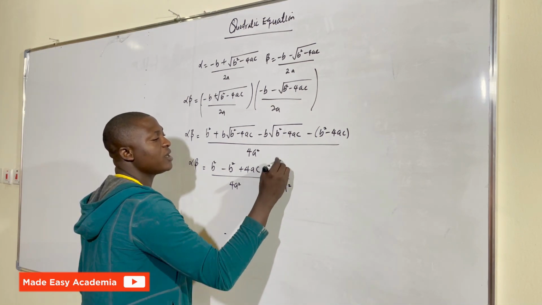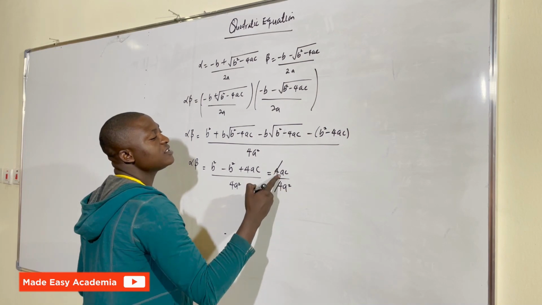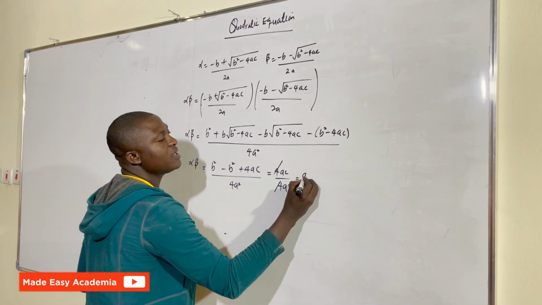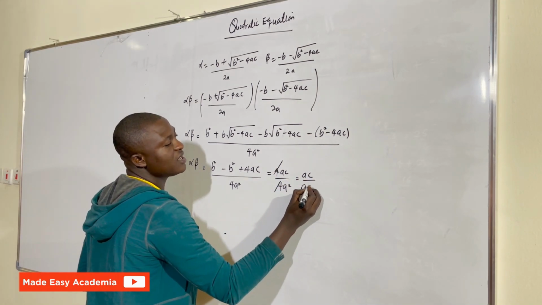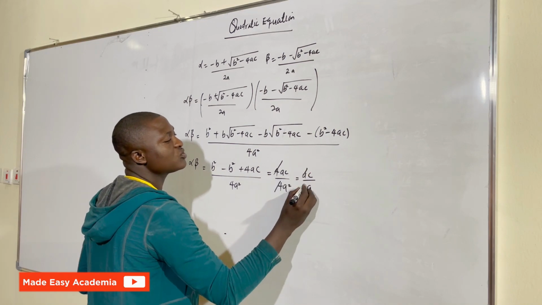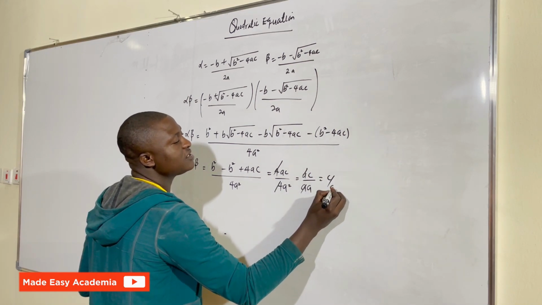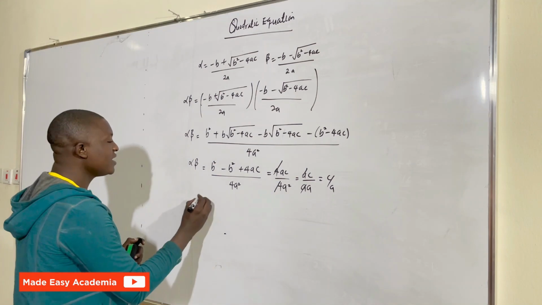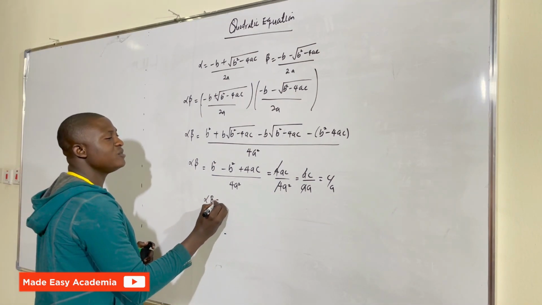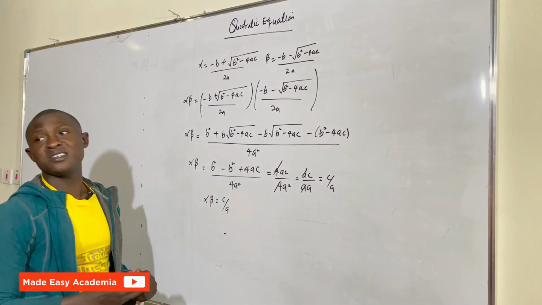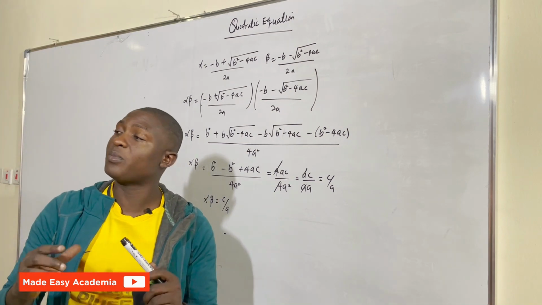You can see 4 and 4 here, 4 can cancel 4. If I have a squared, it simply means a times a. Now, a can cancel a here. So that means what we have left is c over a. So if I want to find the value of alpha beta, we normally use c over a. This one is the most important thing.